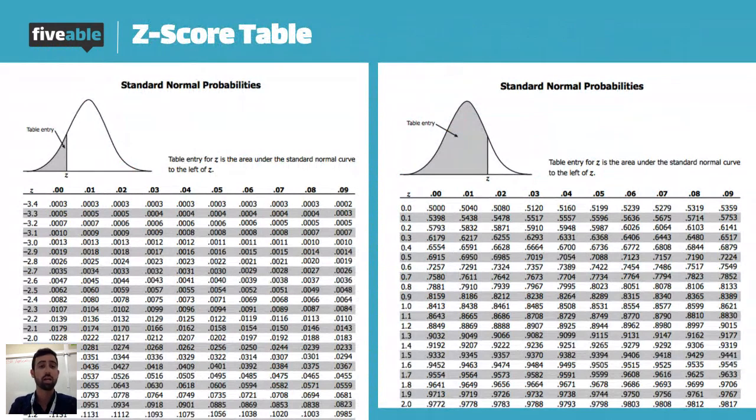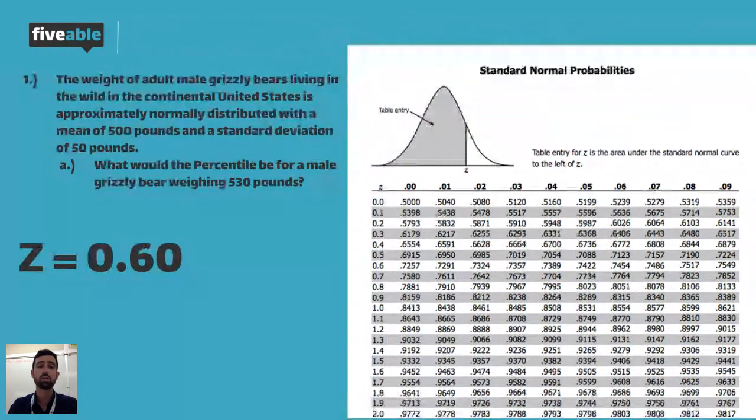So again, if the weight of an adult male grizzly bear living in the wild of the continental United States is approximately normally distributed, so we know it's that normal curve, has an average of 550 and a standard deviation of 50, what percentile would be a male grizzly bear weighing about 530? So we already know that the z-score for that is 0.6.